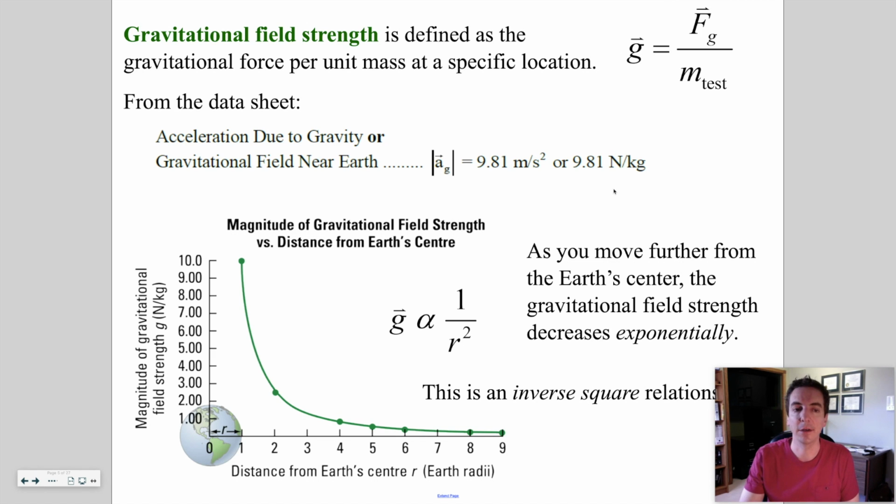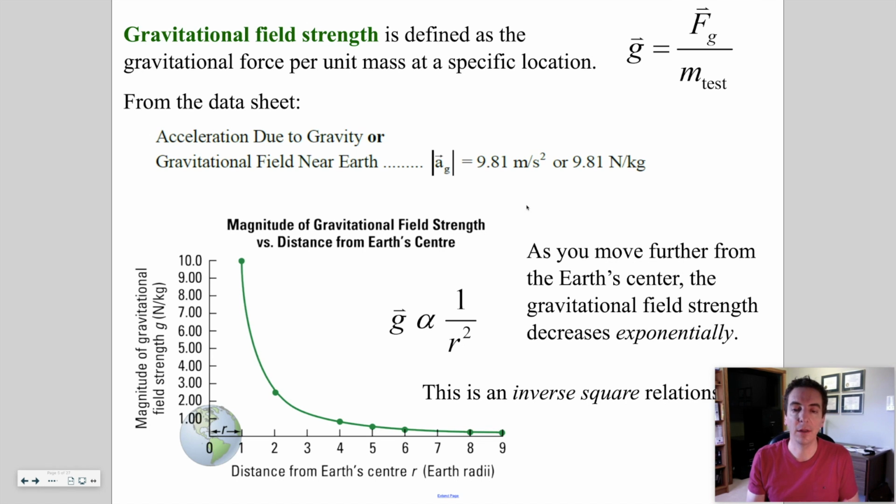This is what it says on your data sheet. Acceleration due to gravity on Earth, 9.81 meters per second squared, or gravitational field strength near the surface of the Earth, 9.81 newtons per kilogram. Newtons divided by kilograms ends up giving you meters per second squared. But when we say gravitational field strength, we mean force per unit mass. So a 1 kilogram object on the surface of the Earth would experience a gravitational force of 9.81 newtons. A 2 kilogram mass would experience double that force, but still 9.81 newtons for every kilogram.